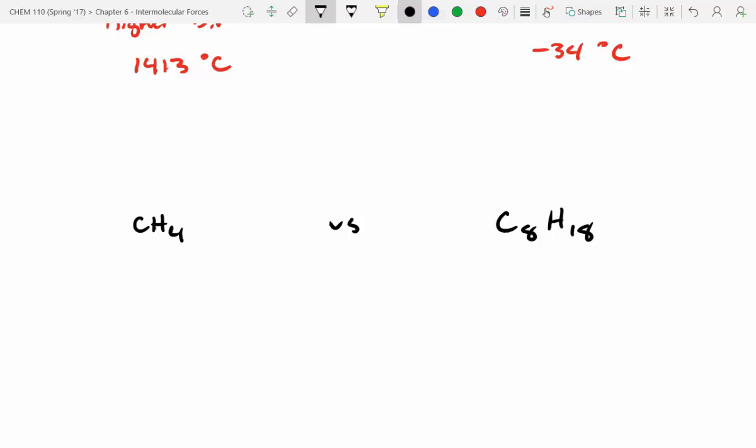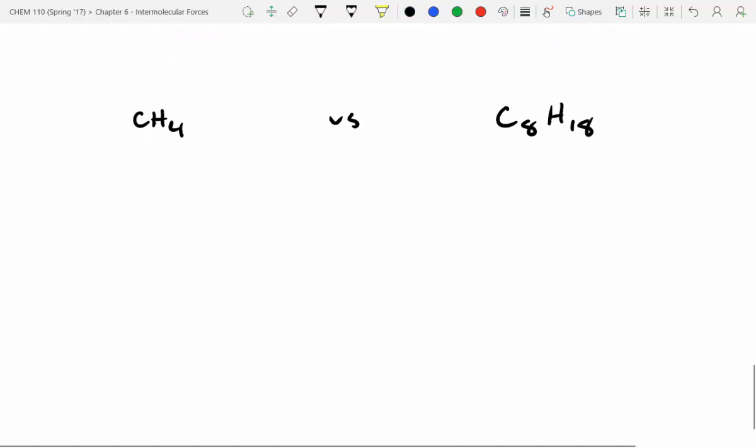CH4? Well, let's go through first and identify the main intermolecular force. So for CH4, is it going to be dispersion? Is it going to be dipole-dipole? Can it hydrogen bond? What do you guys think? Dispersion. The difference in electronegativity between a carbon and hydrogen is super small. So it's going to be dispersion. There's no net dipole.